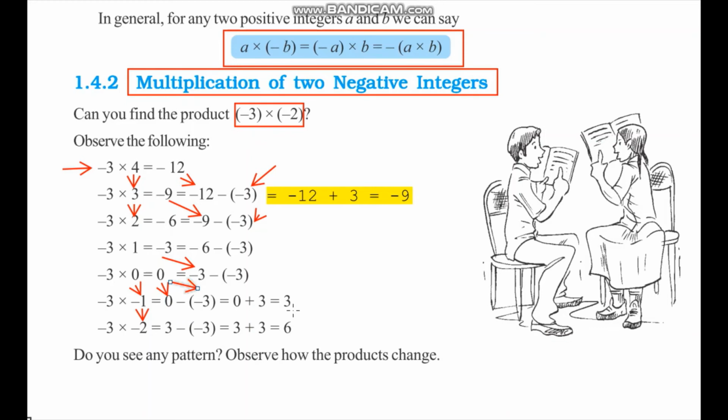So what is happening here? We have 0, we are taking away minus 3 from 0, and minus of minus is going to simplify to plus. So we are going to end up with plus 3. So minus 3 times minus 1 is going to give us plus 3. Similarly, minus 3 times minus 2, how do we get it? We take this 3 and then take away minus 3 from it. Minus of minus 3 is going to be plus 3. So the answer is plus 6.